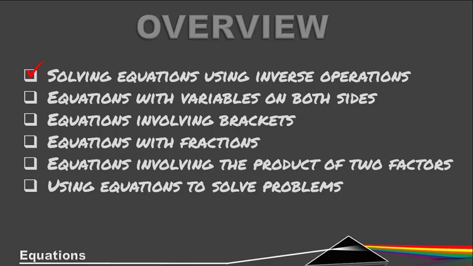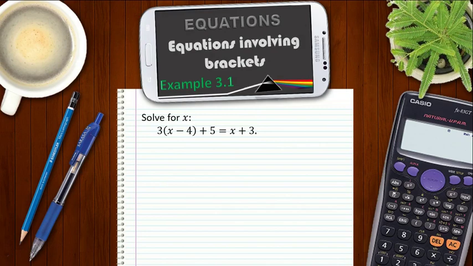Okay, so that was the equations with variables on both sides. Now let's look at equations involving brackets. And for example 3.1, we need to solve for x once again. But in this case, you will notice that we have these brackets over here. Now, before we can go ahead to solve for x, we need to get x out of this bracket some way. So whatever is in front of the bracket, we need to multiply out. So I'm going to take this 3 and multiply it into the bracket, and I need to take it to both of these terms. So this then becomes 3x minus 12 plus 5 equals x plus 3.